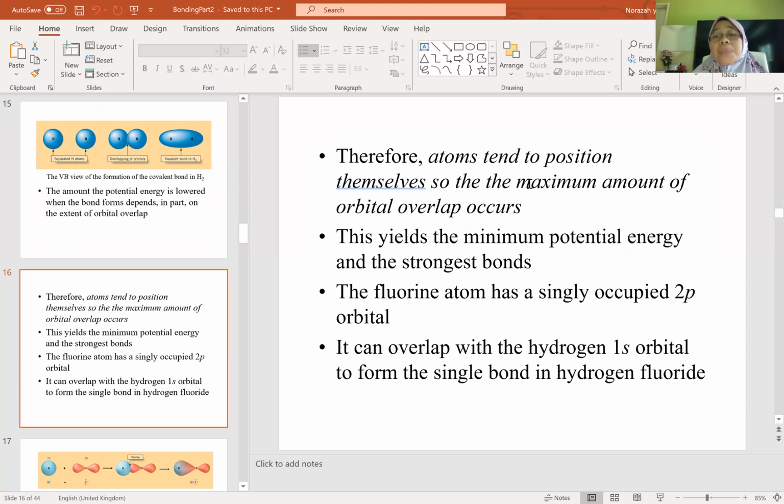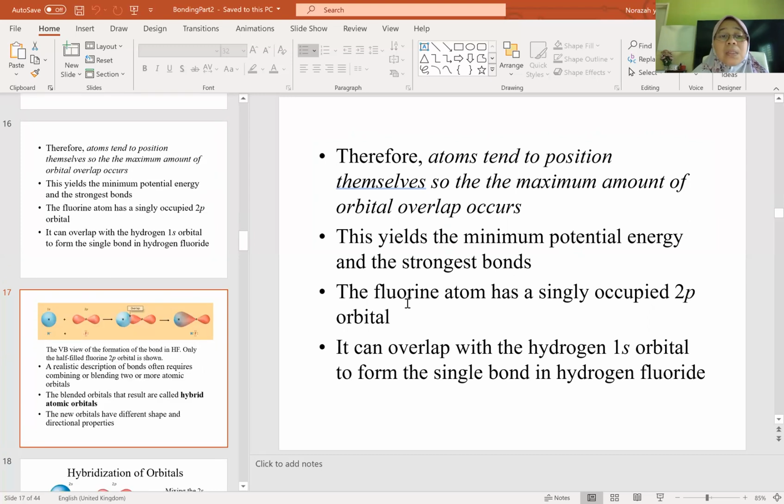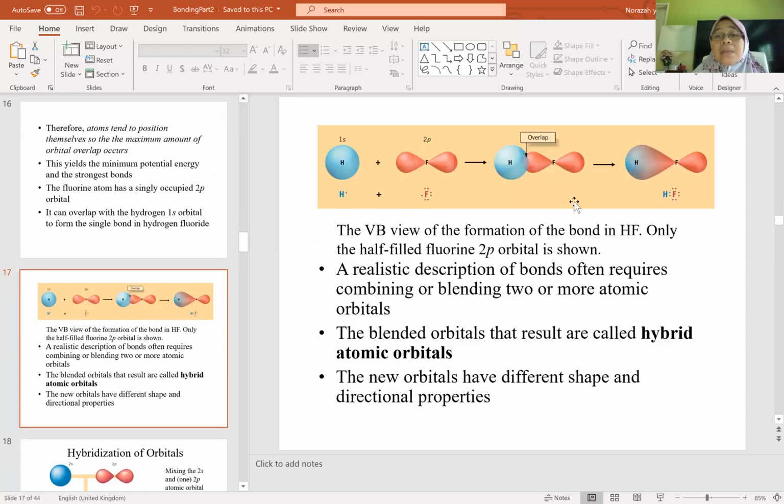The atom will position itself so that the maximum amount of orbital will overlap. This will minimize the potential energy. Let us look at another example.